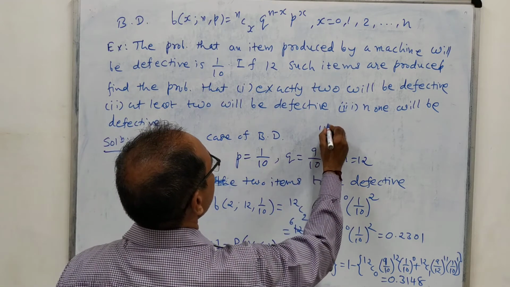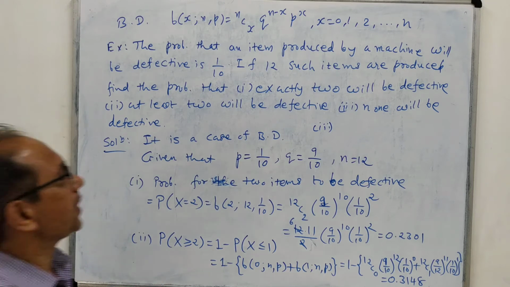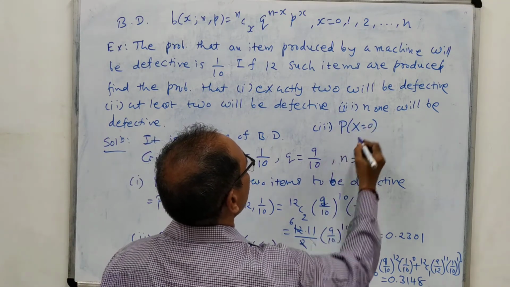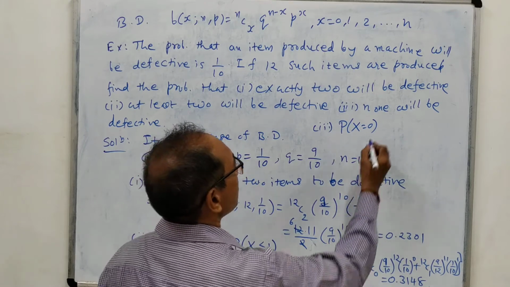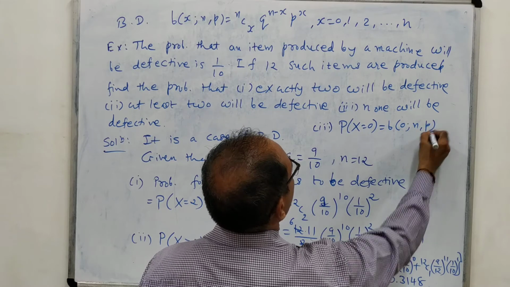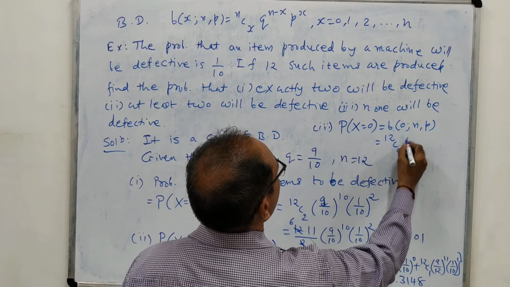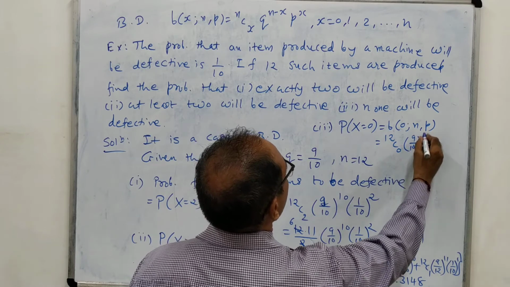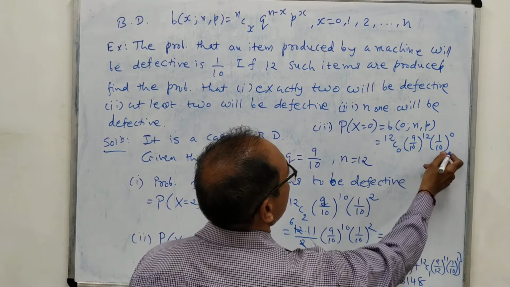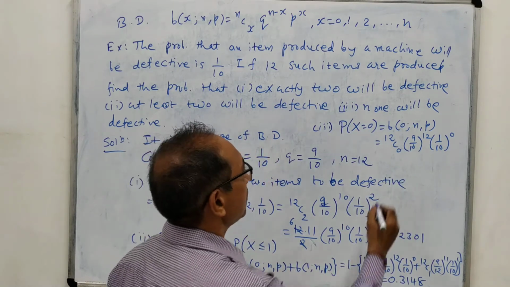It is asked in the third part that none will be defective. None will be defective means small x equals 0. That means we are finding this for capital X equals 0. That means B(0; n, p). And B(0; n, p) is nothing but nCx, 12C0, (9/10) whole raised to 12 into (1/10) whole raised to 0. It is 1. 12C0 is what? 12C0 is also 1.